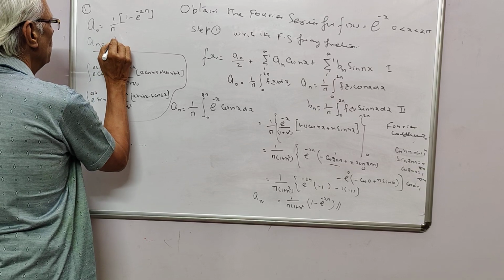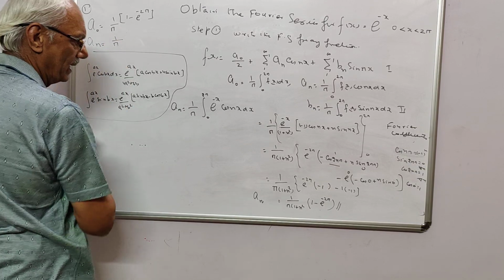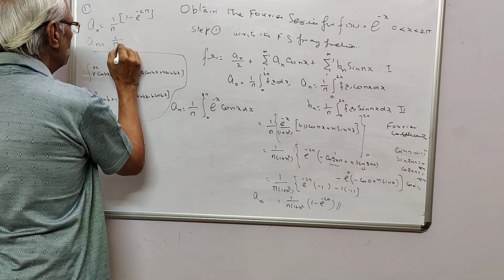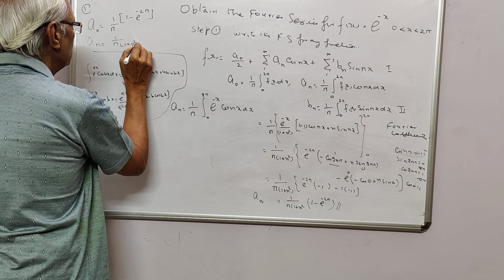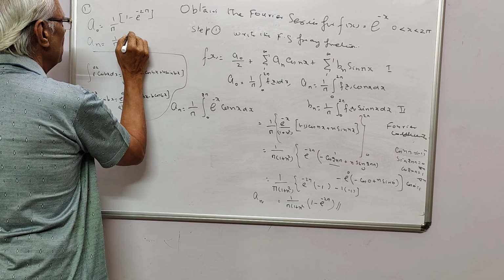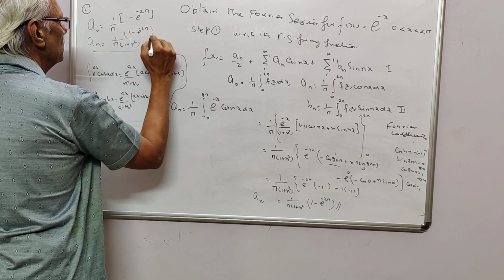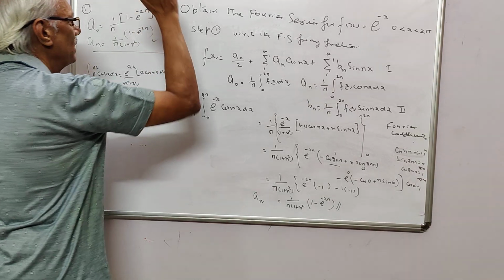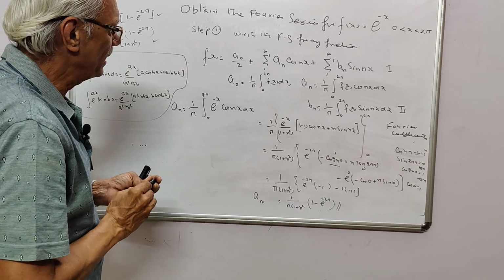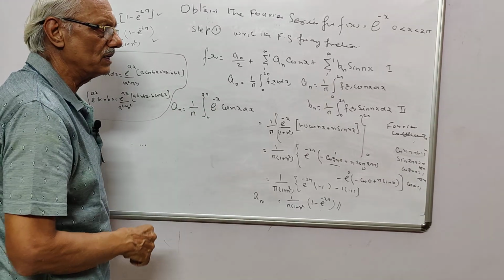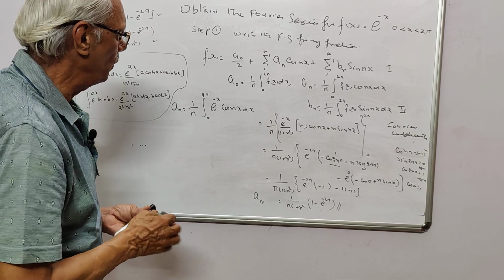An is equal to 1 by pi into 1 plus n square into 1 minus e to the power of minus 2 pi. So an has been got, a naught has been got, and an has been got. Now let us find the value of bn.